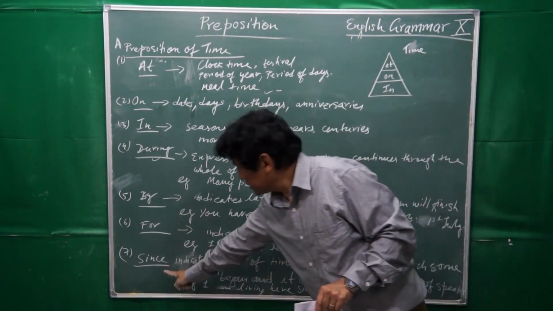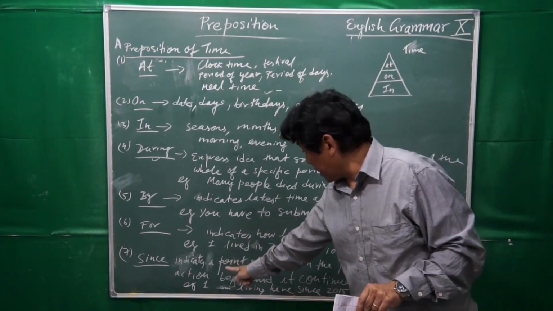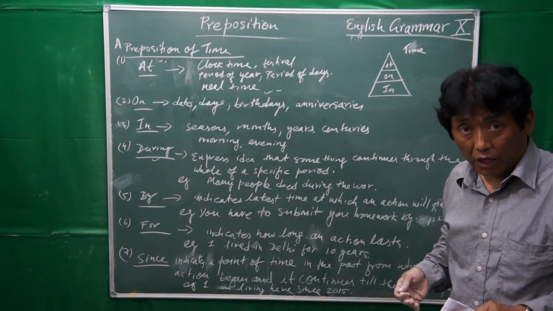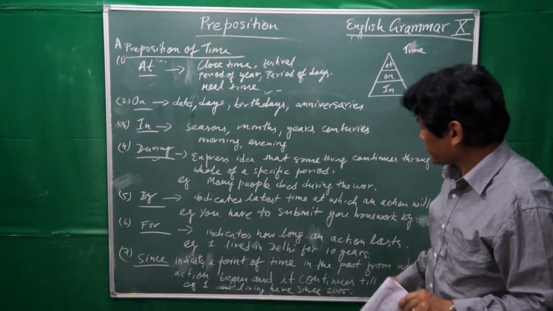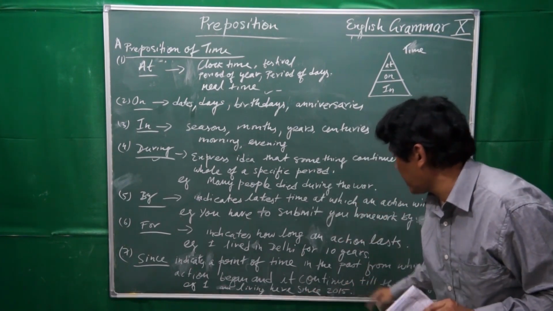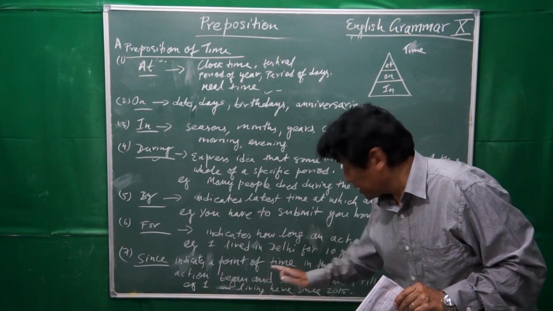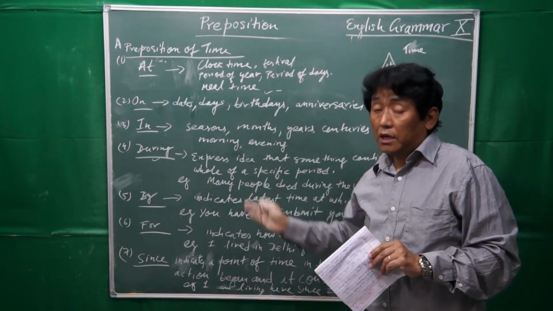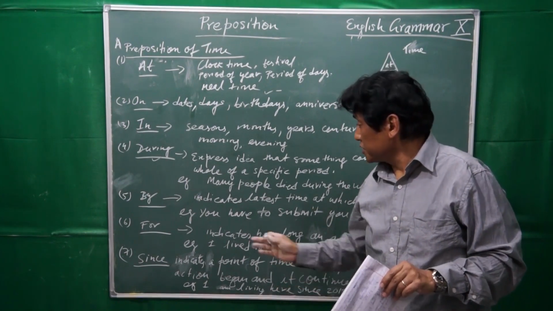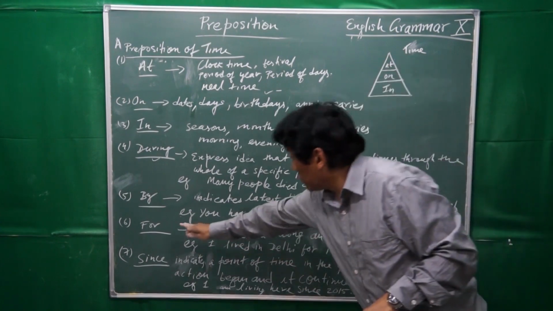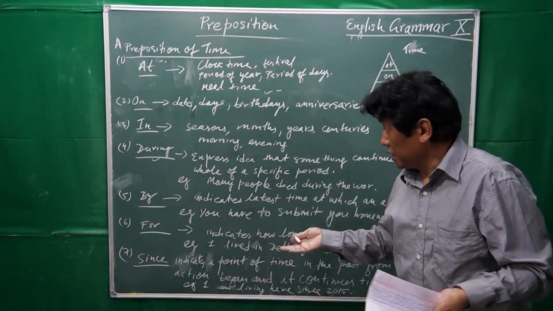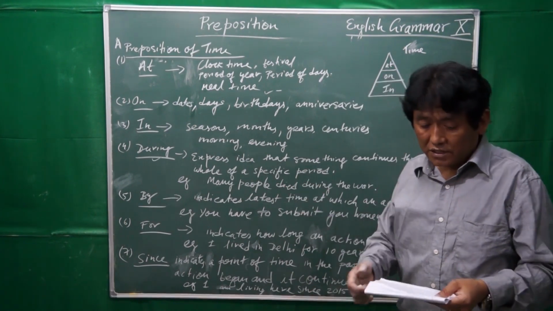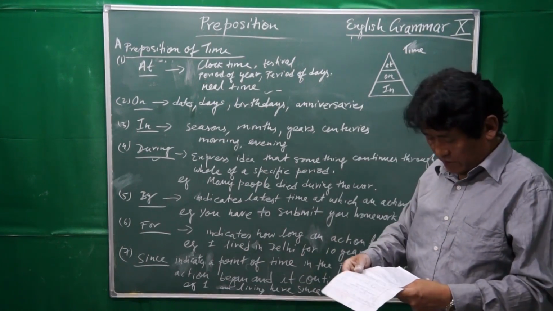Then we have since. Since indicates a point of time in the past from which some action begins and it continues till the time of speaking. Alright, the example is given here: I am living here since 2015. When we write since, we have to mention that starting point. From then, I am staying here and I am still staying here. That's how we use since. This for and since are a little bit different. With for, I'm not living there; I'm just telling that I lived there for 10 years. But when I use since, I'm still living here. That is how we can use since as a preposition of time.